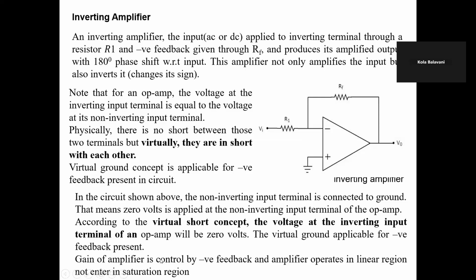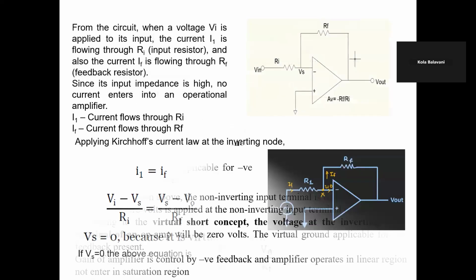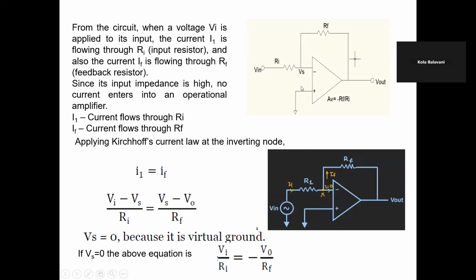The gain of the amplifier is controlled by negative feedback, and the amplifier operates in the linear region, not entering the saturation region. It always operates in the linear or active region only. See here, you are applying the input to the inverting terminal, that's why it is called an inverting amplifier.